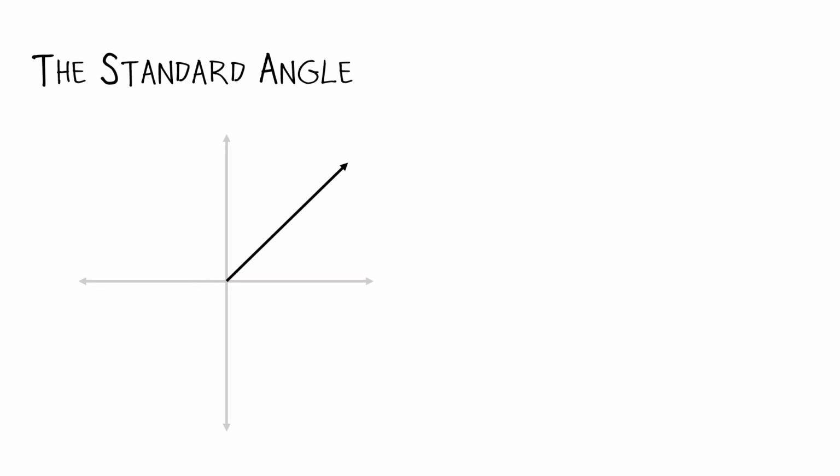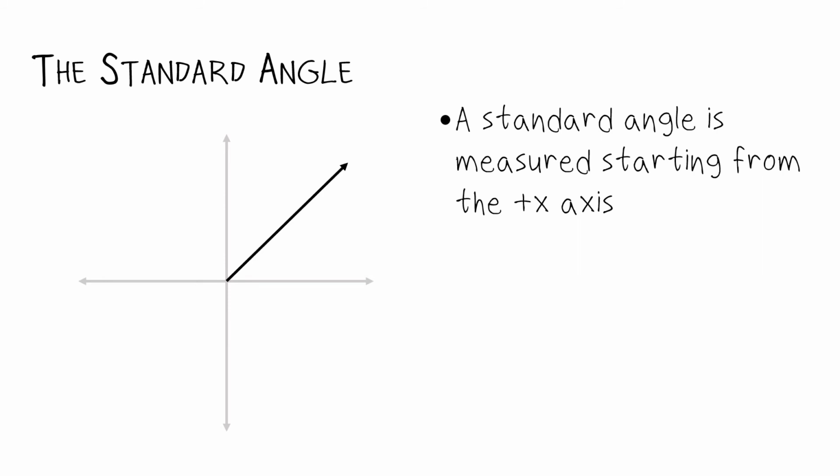So the star of the show today is the standard angle. You can see on our XY coordinate system, I've drawn a vector arrow. Arrows make great representations for vectors because arrows have lengths and arrows have direction, and vectors have lengths and direction. So arrows make great vectors. Now the standard angle is measured starting from the positive x-axis. The positive x-axis is the one that goes to the right.